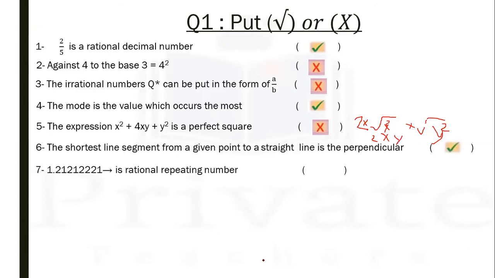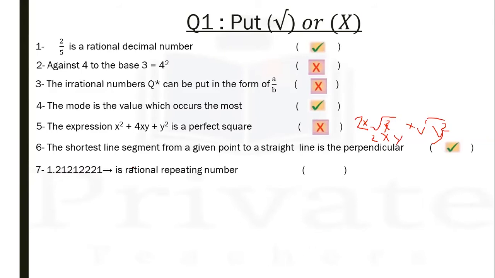Now, the number 1.21211212221 is a rational repeating number. The condition of a repeating number is to be repeated in the same way. Here we say 2 1 2 1, but this is 3 twos. That means the 2 is not repeated in the same way, so this is not a rational repeating number.